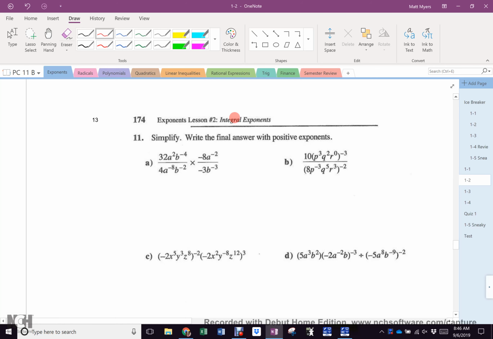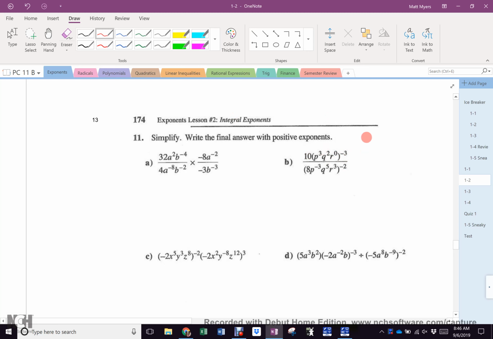Is what I'm going to do. Because in this one, the way I would handle it is I wouldn't move these right away, because that 3 doesn't apply to the 10. I would distribute this in here first. That's what I personally would do.